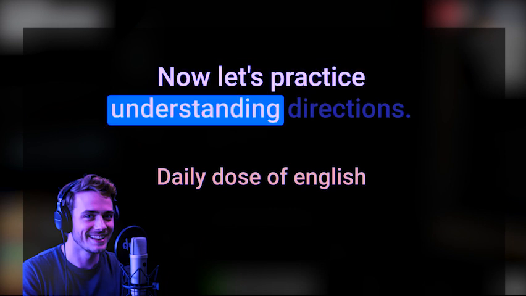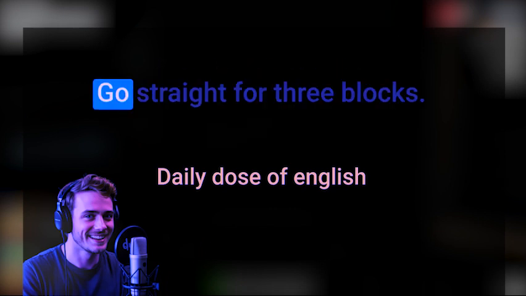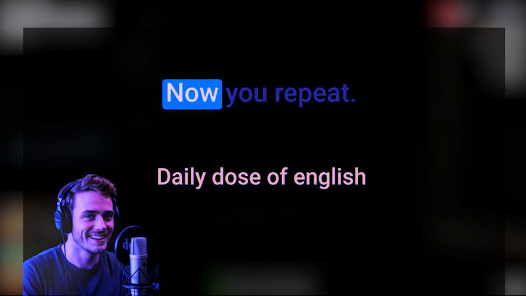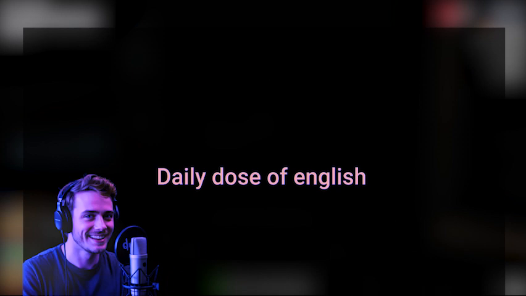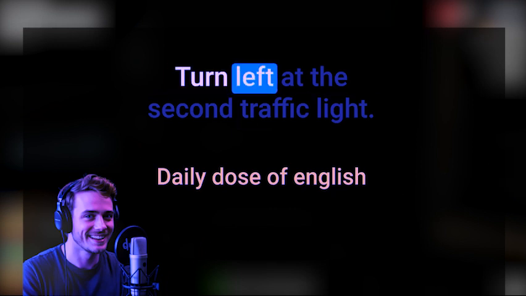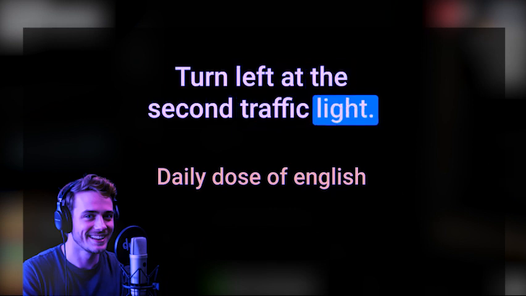Great job. Now let's practice understanding directions. Go straight for 3 blocks. Now you repeat. Turn left at the second traffic light. Now you repeat.